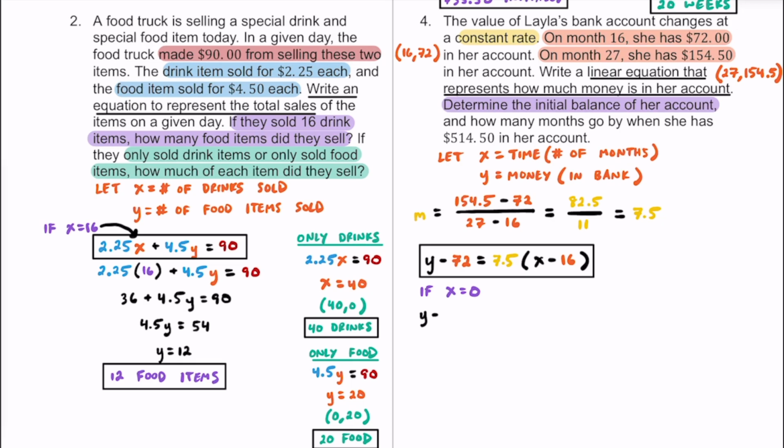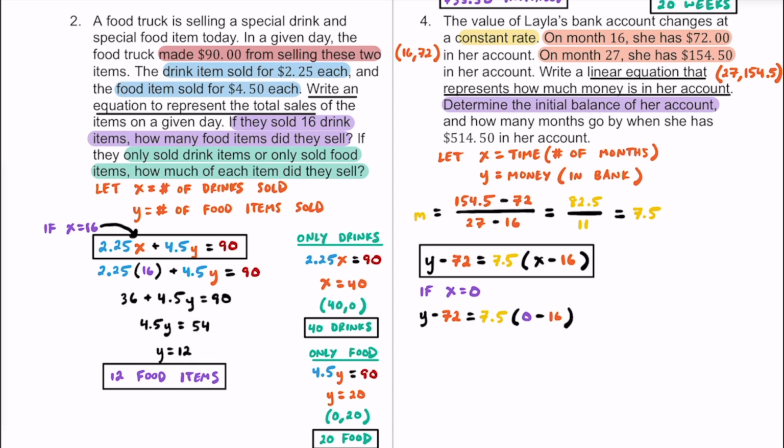We're going to get y minus the 72. That's going to be equal to, let's see, she's making $7.50 per month, multiplied by, let's plug in 0 here for x. So we're talking about the initial time, x minus the 16.